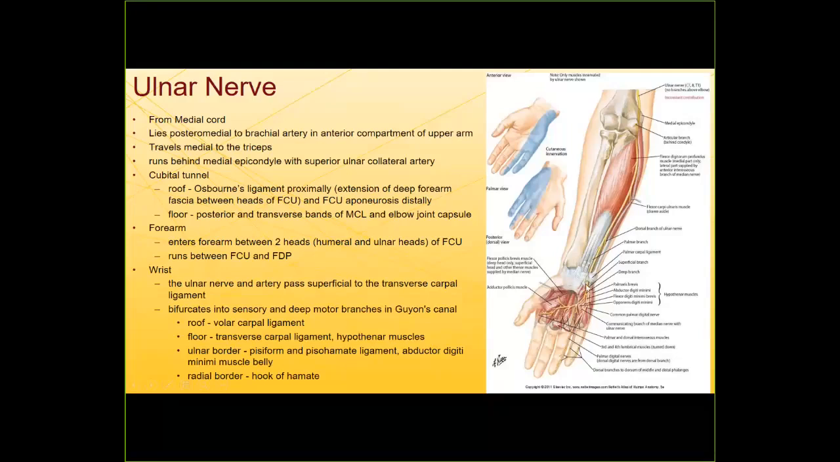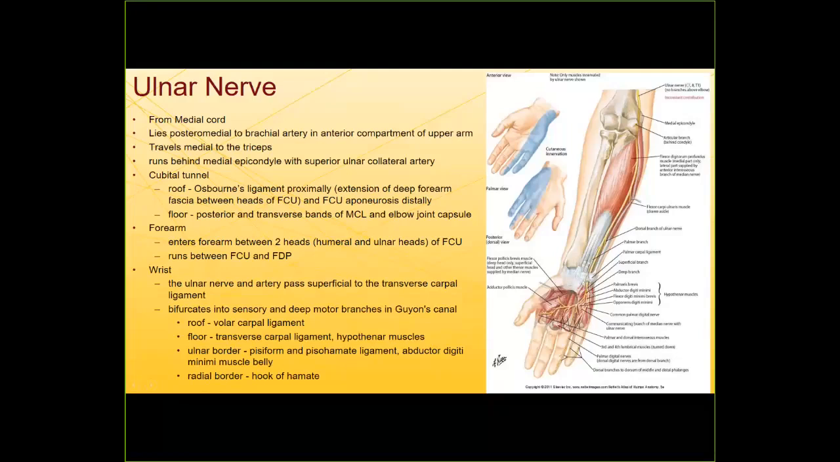It's prone to being irritated right here. Okay, so after it travels through Guyon's canal, it's going to send off a superficial branch, and this is on the palmar side of our hand, and a deep branch. The superficial branch is cutaneous. It's what gives us basically cutaneous information from the ulnar palmar side of our hand right here.